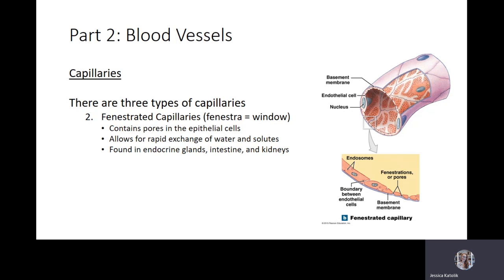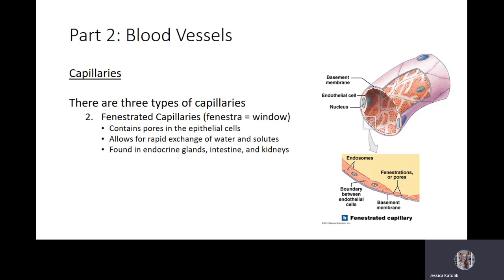This is going to be found in areas like endocrine glands, intestines, and kidneys. Think of the kidneys, for example. The kidneys play an important role in filtering our blood, and so these fenestrated capillaries are going to be in our kidneys, so larger amounts of material are able to be filtered out of our blood and be processed by the kidneys.